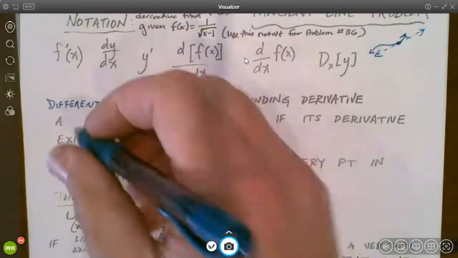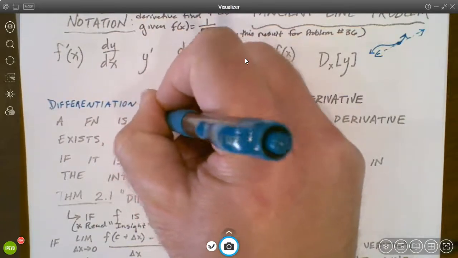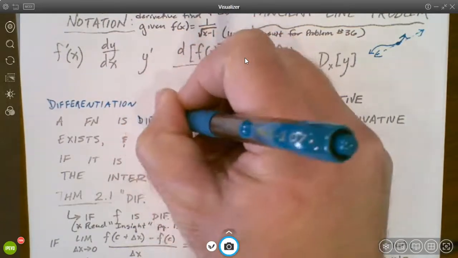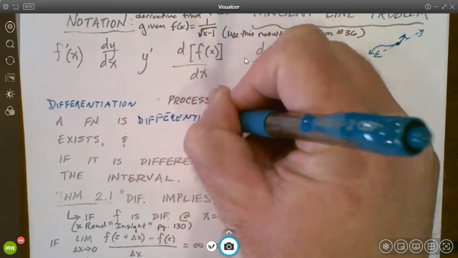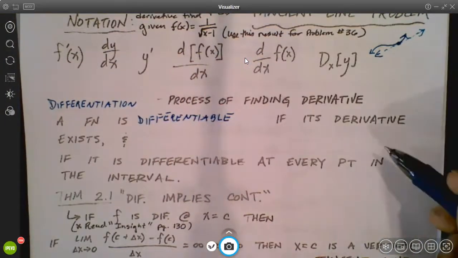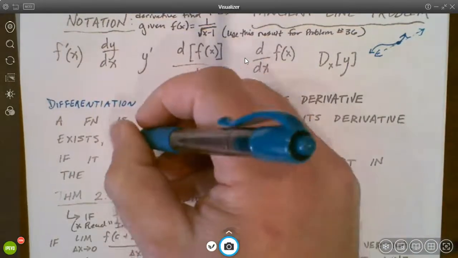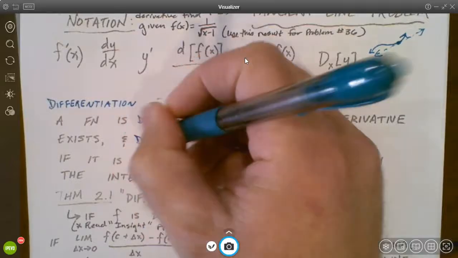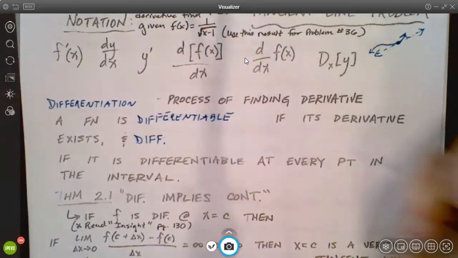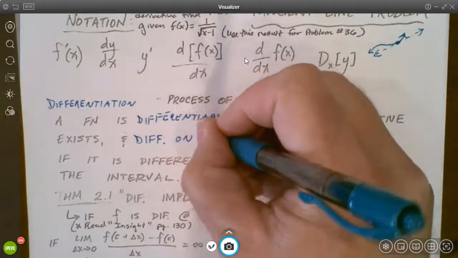So we would say a function is differentiable if its derivative exists and it's differentiable on an open interval. And I'll give you an example of that here in just a second. Let's just fill in the blank. So, and it's differentiable, I'm going to abbreviate. So differentiable on an open interval.